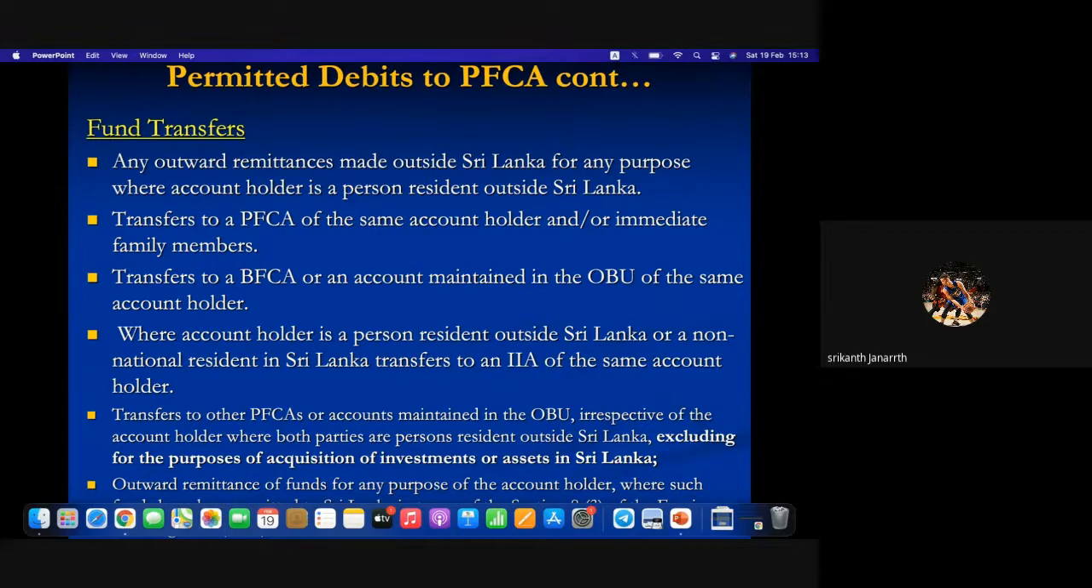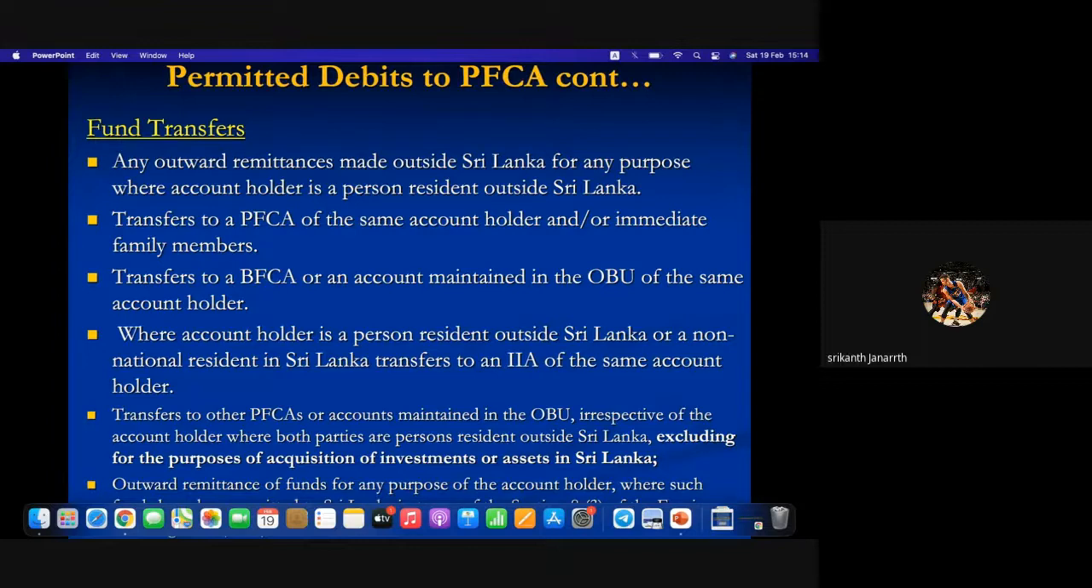Take the example of the Indian doctor, as I told you. The Indian doctor wanted to make an investment in some shares. He is eligible to make an investment. So he has some PFCA funds. He can ask the bank to debit his PFCA and transfer to his IIA account to make an investment. So the IIA account holder can be a Sri Lankan working abroad or a non-national. Both are possible.